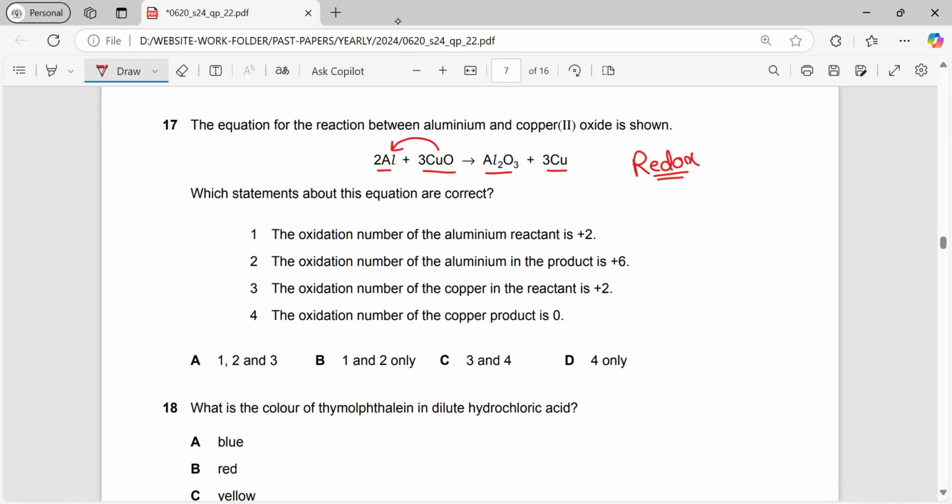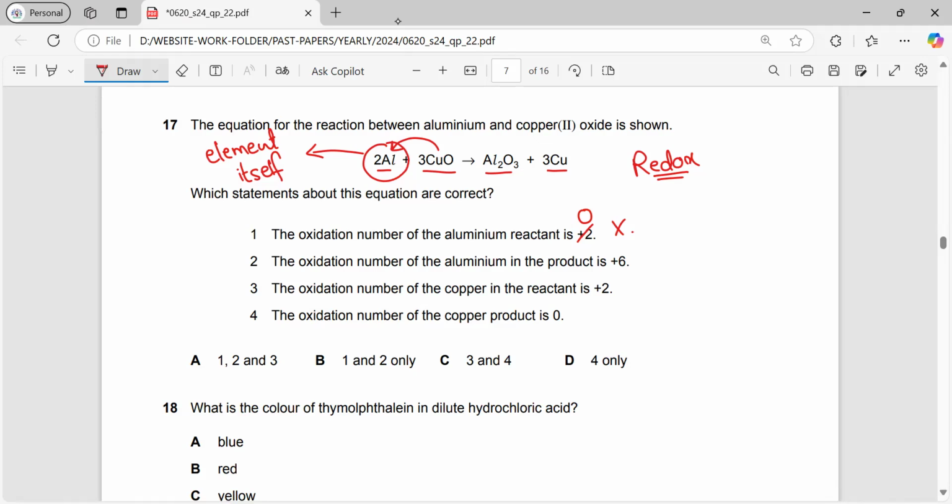The oxidation number of aluminium in the reactant is +2. In the reactant, there is only aluminium, which is in its pure form, which is the element itself. So the elements themselves are simple metals which are not combined with any other substance. Here, their oxidation number will be 0. So the oxidation number of aluminium in the reactant should be 0.